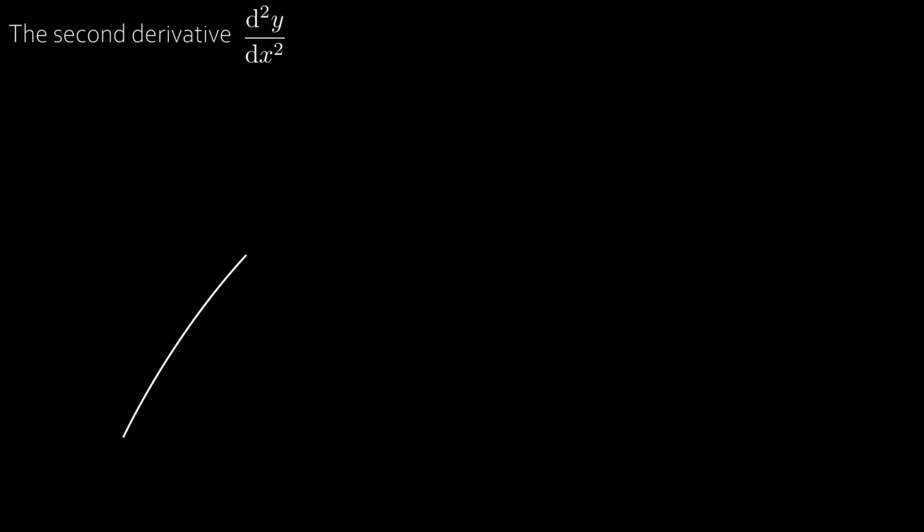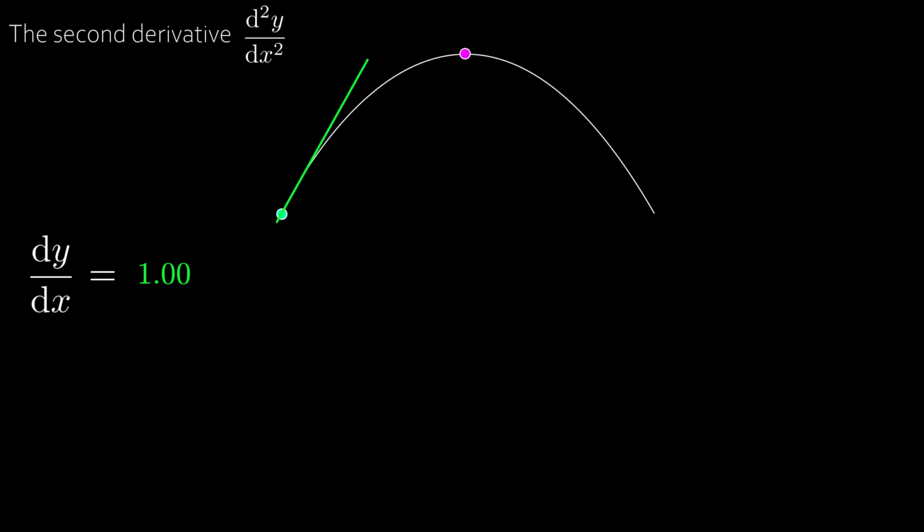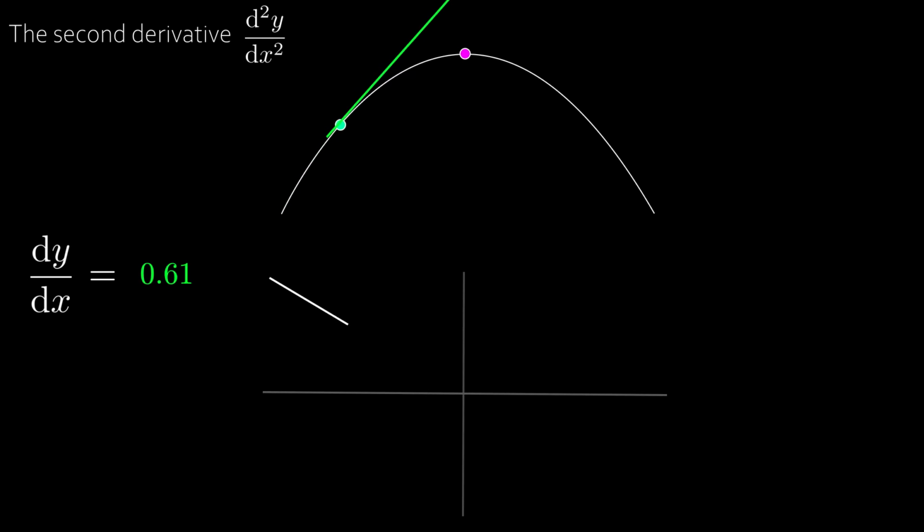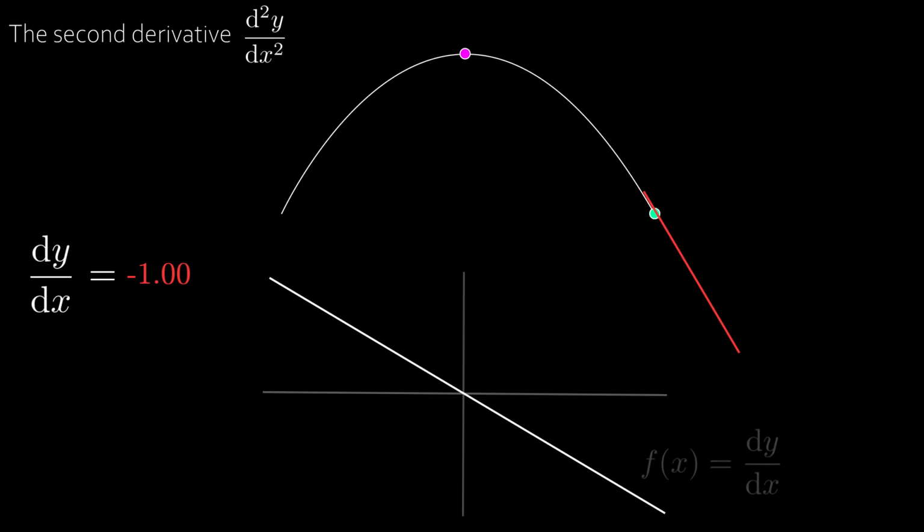Now consider the graph near any maximum point. Now the green line is the gradient at the green point. And let's plot the values of dy/dx on a graph. So at the beginning, the gradient is positive and then goes towards 0 and then turns negative. Now the function we have drawn is dy/dx, and the gradient of this function is negative.